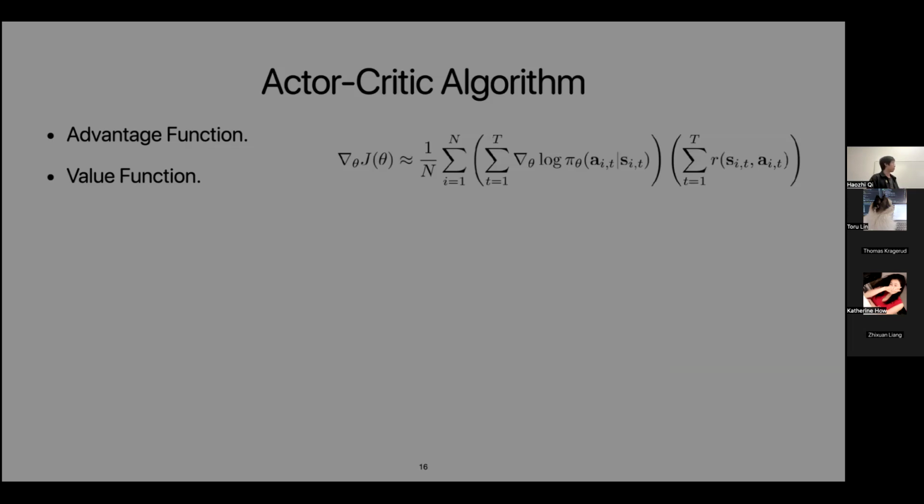The other motivation is that we don't care about the absolute values of your trajectory reward, because it's very hard to compare what it means to say the reward is 100 versus 1,000.